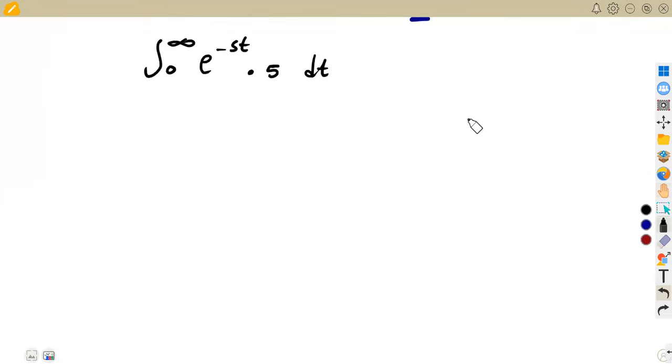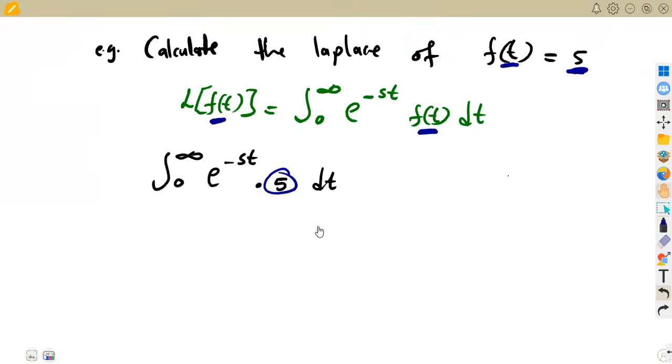If they say the Laplace of f of t is equal to sine t, you put here sine t, you integrate. If f of t is some function of t, you multiply that, but here our f of t is 5. The function in our previous question, our f of t, was t in this case.